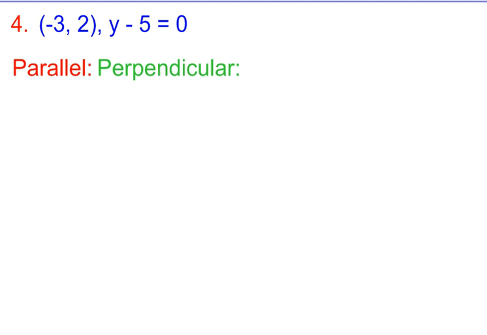Last one we're going to do together is number 4. And again, it's one of those special ones, you know. So when you look at the equation, you see that we are given y minus 5 equals 0. Hopefully, you can look at this and say, okay, I think this is a horizontal line. Look at that. If I solve for y, I get y equals 5. This is a horizontal line.